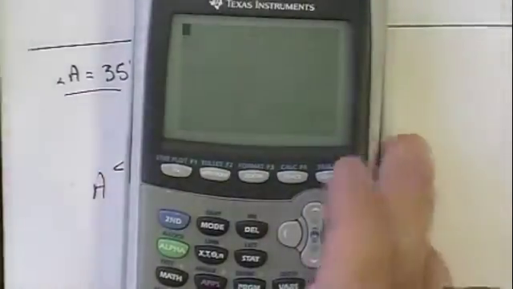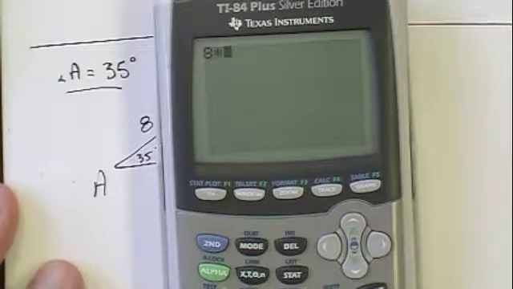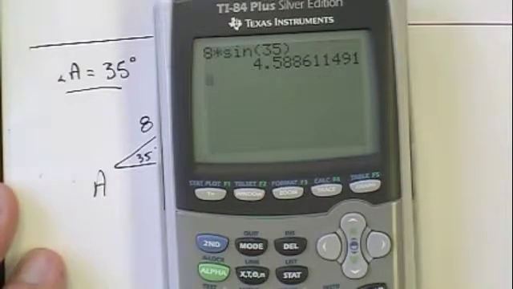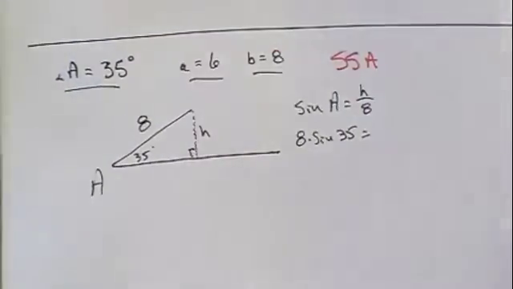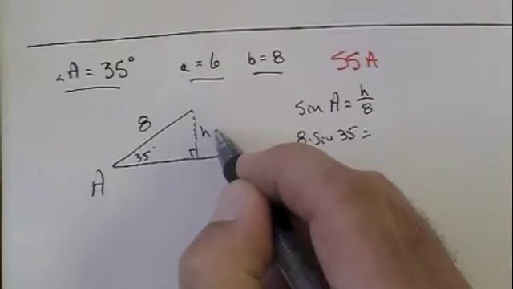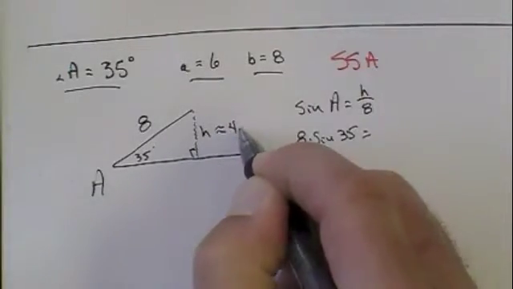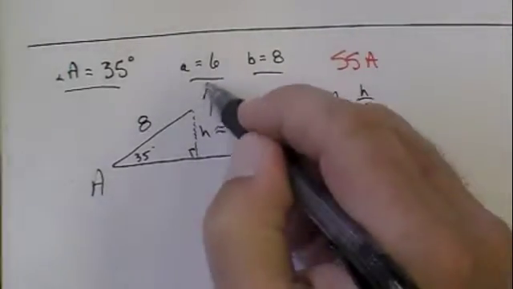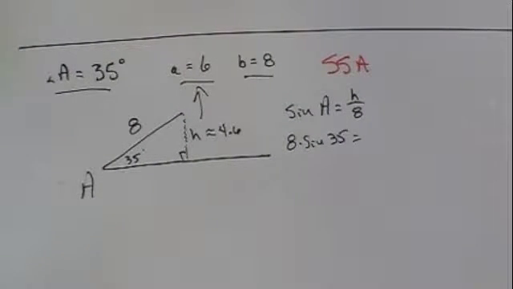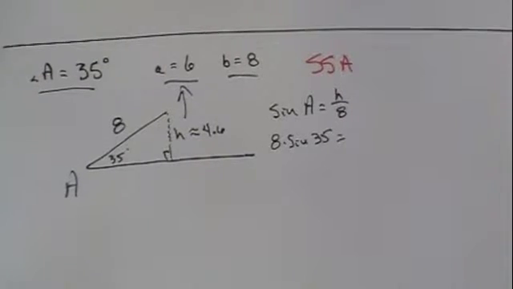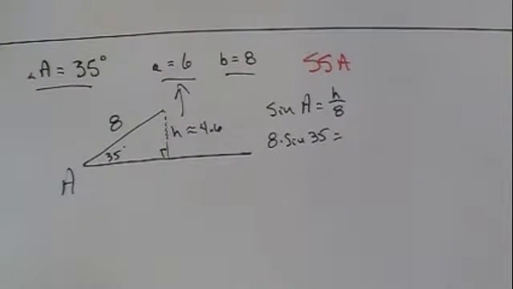Alright, and we'll plug that into the calculator. So we have 8 times the sine of 35 degrees. And so if this is a right triangle, then h would need to be about 4.6 units. So when we look at this value, if a is greater than that, then this is going to make at least one triangle, maybe two.